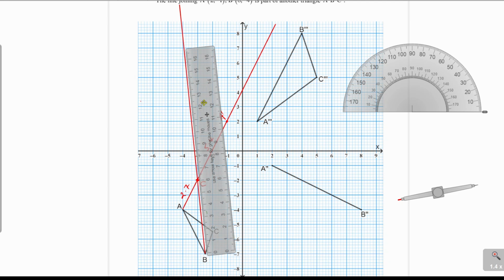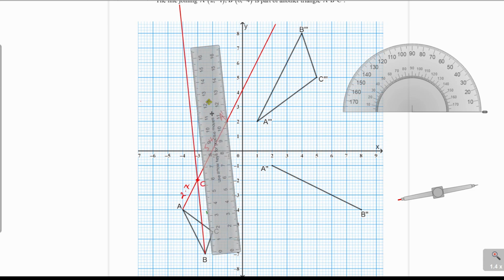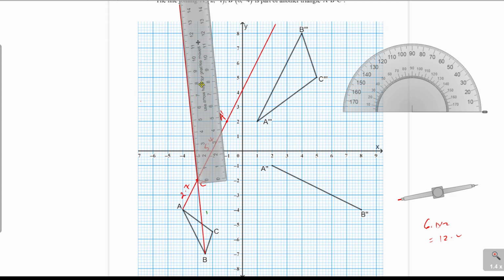So I'm measuring from B to the center of enlargement, and mine is around 6.1. So that distance is around 6.1. When I double that distance, 6.1 times 2, I'll get 12.2. So now from C, you're going to measure 12.2.